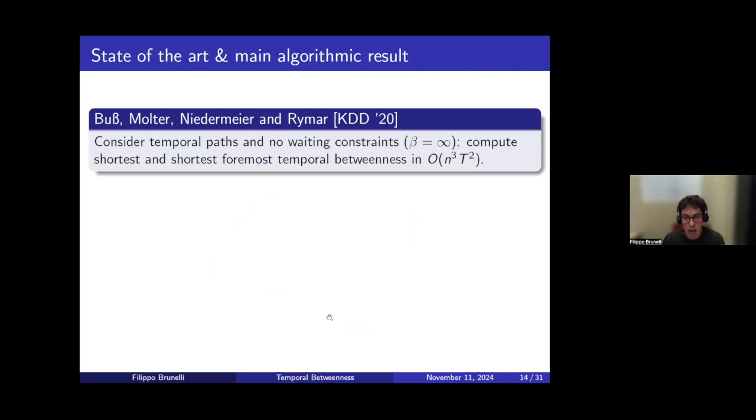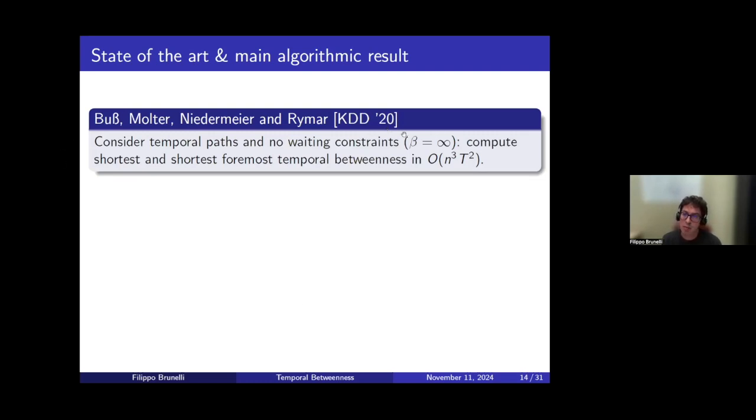So now that we defined all the ingredients, let's say, to analyze the problem that we are talking about today, let me first quickly give you some results from the state of the art.